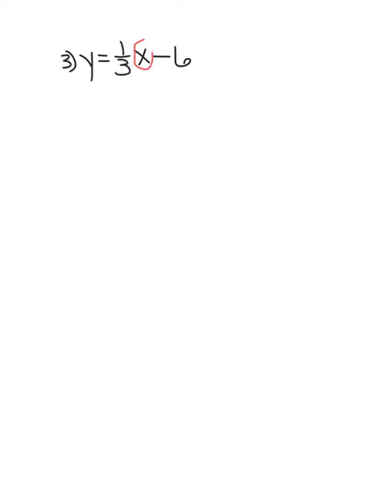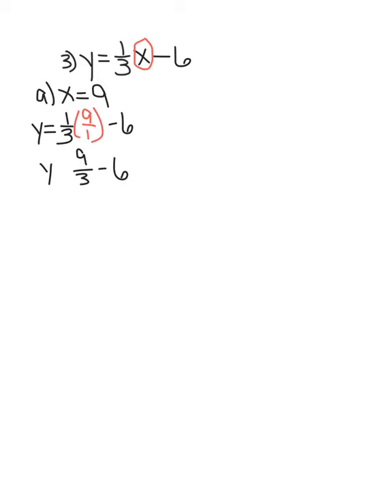And so here we go. We're going to plug in values for x. So let's start by using x equals 9. So for a, let's do x equals 9. So when we go to write this equation, y equals 1/3 times 9. I'm going to go ahead and put that 9 as a fraction, 9 over 1, to make that math a little bit easier, minus 6. So multiply across the top: 9 times 1 is 9, 3 times 1 is 3 on the bottom, right? So I have y equals 9 divided by 3 minus 6.